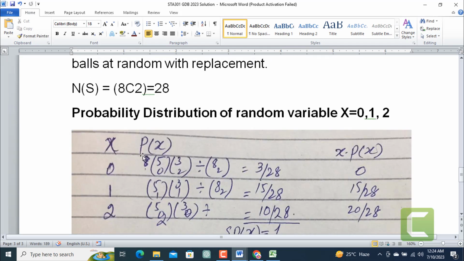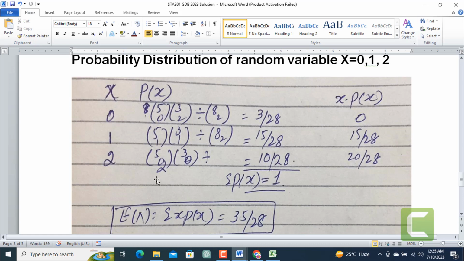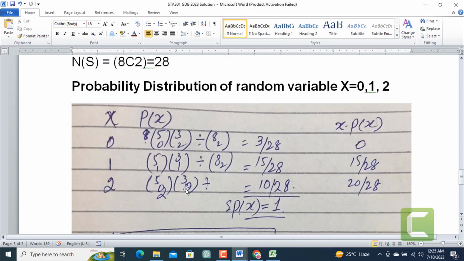X is equal to 0, 1, 2, so the probability of X is equal to 5Cx times 3C(2-x) divided by 8C2, the total number of occurrences when 2 balls are selected randomly. In the first case, both balls are red; in the second case, one is green and the other is red; and in the last case, both balls are green and no red ball is there. So we will get this probability in case of zero green balls.